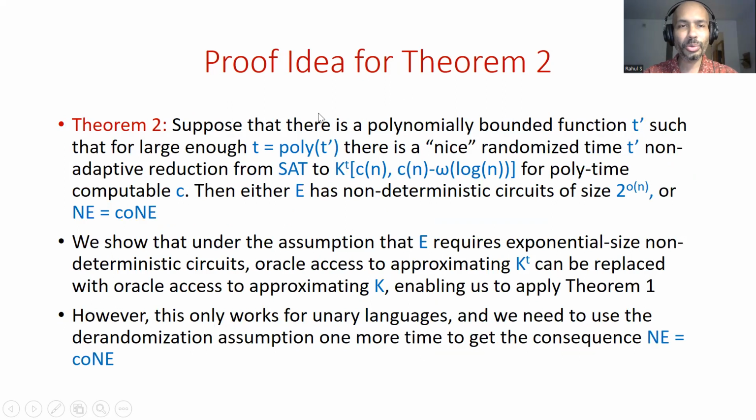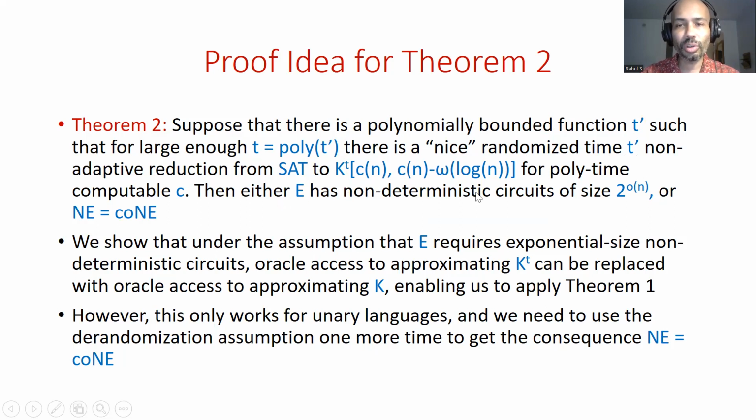So how about theorem 2? Let me remind you what theorem 2 is. Suppose there's a polynomially bounded t prime, such that for large enough t as a function of t prime, there's a nice reduction. I'm not going to quantify what nice is; suppose it's something like polynomial honesty and some minor extra condition. A nice randomized time t prime non-adaptive reduction from SAT to K subscript t, the gap version of it.